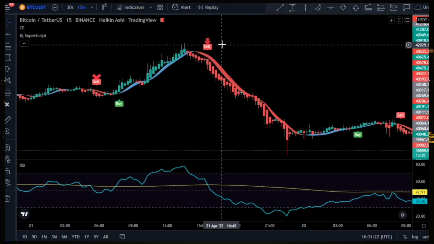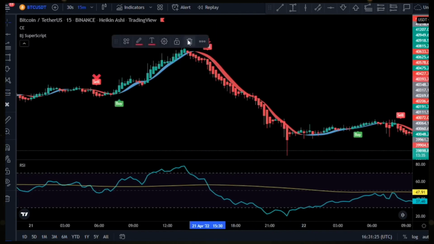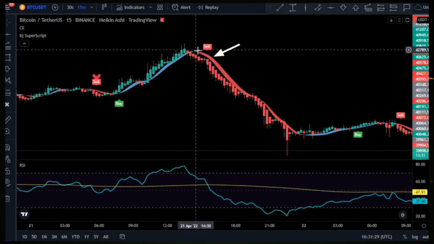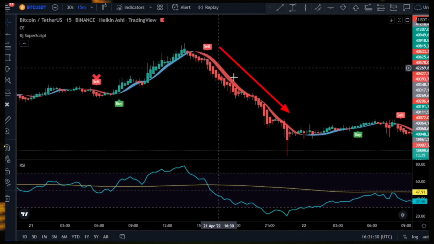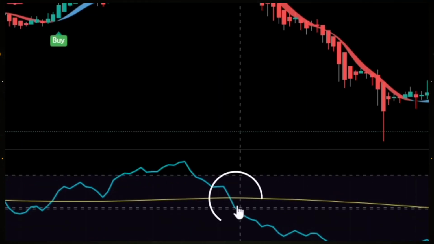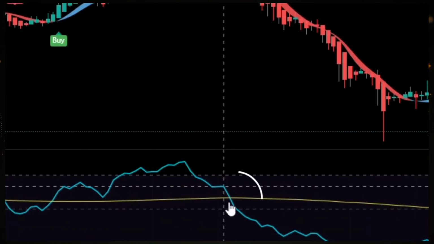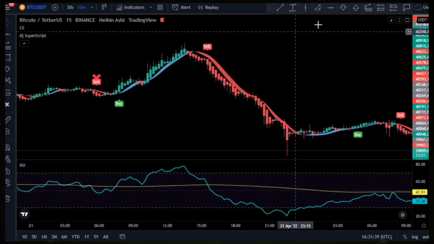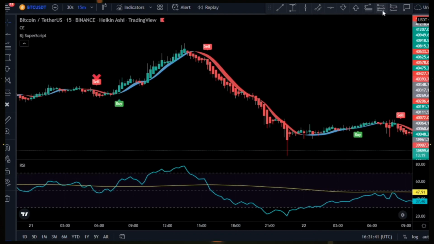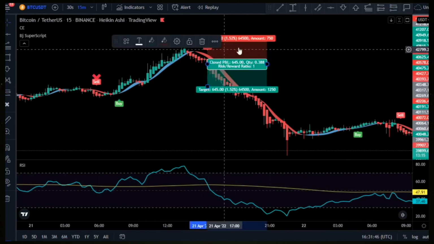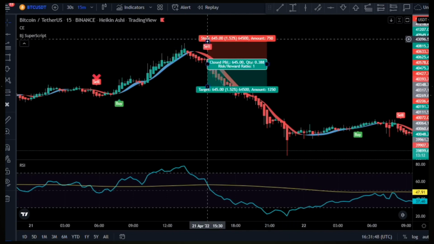A sell signal has been sent by the first indicator. The second indicator becomes red and travels downhill. The first criterion is also validated by the RSI indicator. The final condition is satisfied when the blue line crosses the yellow line downward. This signal is totally legitimate because all three requirements are satisfied. I'm going to start selling here. The fourth goal was attained by this trading position.